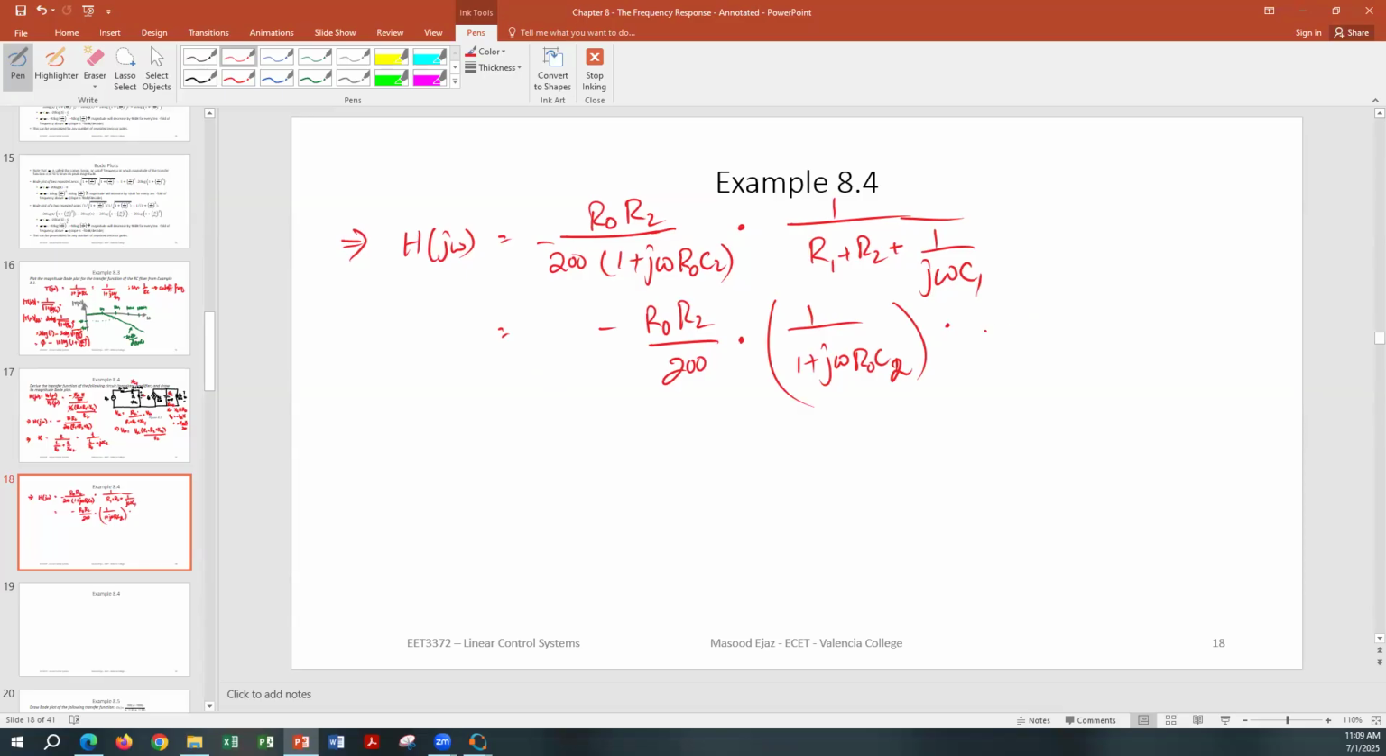All right, let's simplify this. I'm gonna have j omega C1 over 1 plus R1 plus R2 times j omega C. So I'm trying to write this down in terms of poles, zeros, and a constant value.